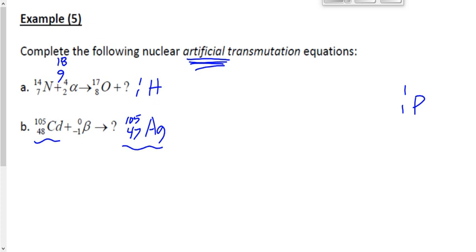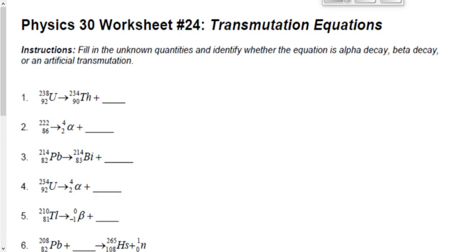I'd like you to take a look for the next 6 minutes at worksheet number 24, please. There is one typo with this, although it shouldn't affect you too much. Question number 2, it says 222.86. It should say Rn, but really you're not using the chemical symbol of the element to determine what the numbers are anyways, right? So it didn't really matter that you didn't know what that was.